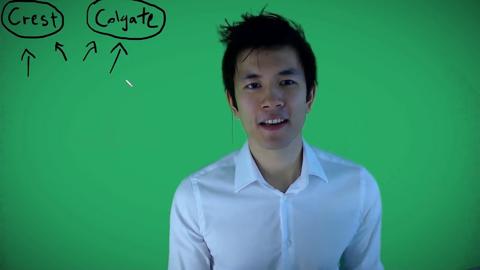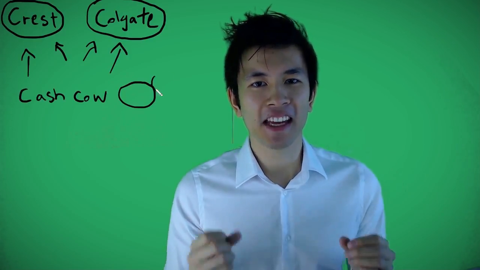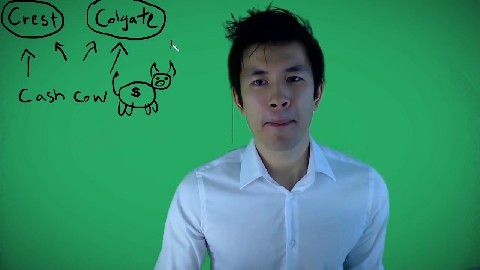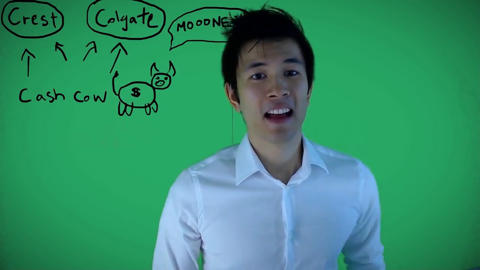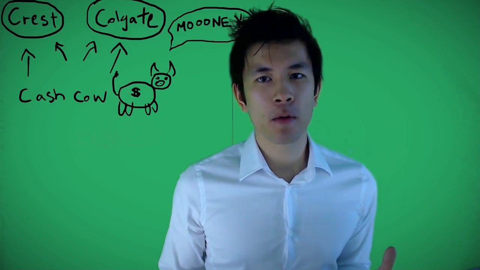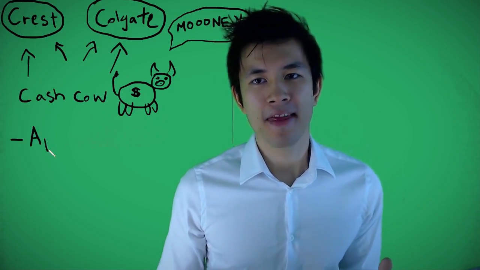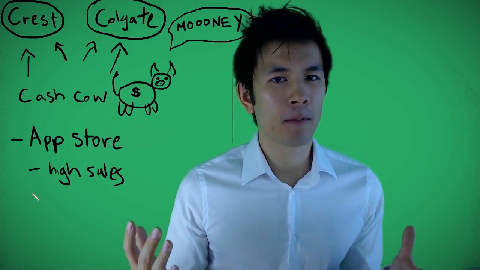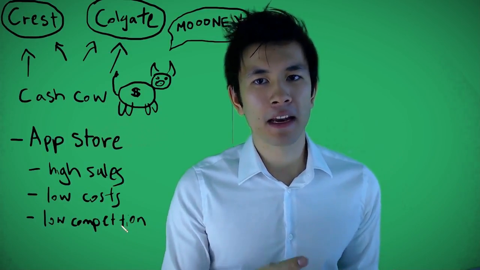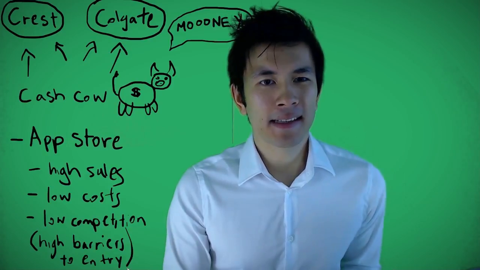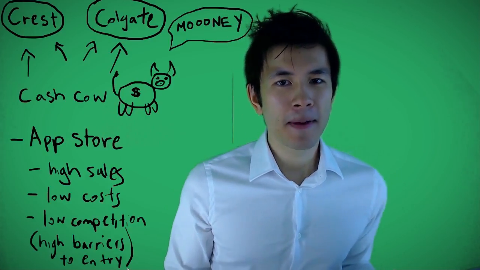This type of product is called a cash cow, and cash cows are where businesses make most of their profits. I guess a good Apple product that would be considered a cash cow is the App Store. Quite a lot of people buy from the App Store, Apple makes money from each purchase, and there isn't much competition. They don't have to spend a lot of money improving the App Store either.